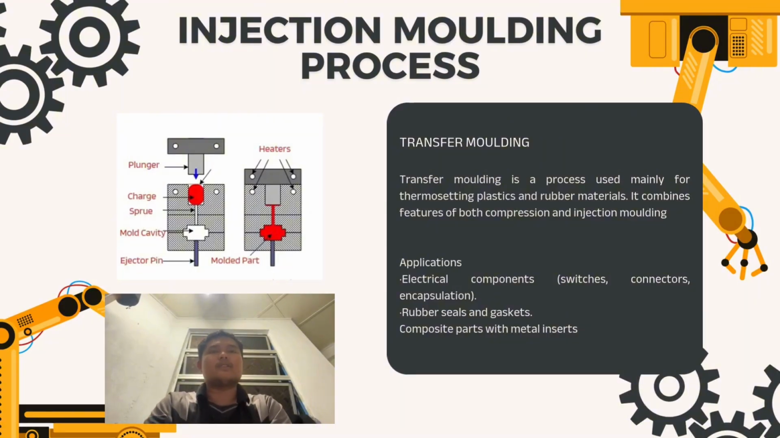For the third example of injection molding process is transfer molding. Transfer molding is a process used mainly for thermosetting plastic and rubber materials. It combines features of both compression and injection molding. Applications are electrical components such as switch, connector, encapsulation, rubber shield and gasket, and the last is composite part with metal insert.